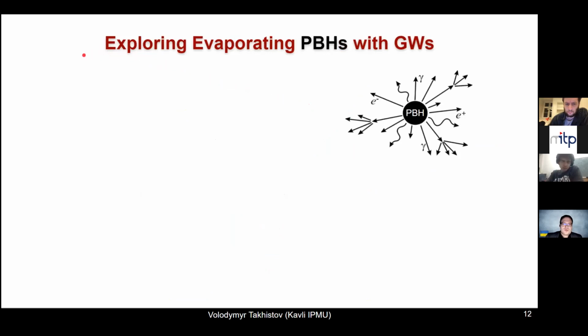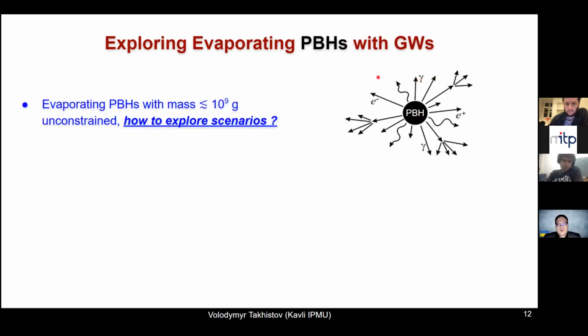And this brings me to the brief discussion of exploring evaporating primordial black holes with gravitational waves. As I already mentioned, primordial black holes can span many orders of magnitude in mass, with different regimes associated with different astrophysical observables and phenomenological features. However, evaporating primordial black holes below 10^9 grams are unconstrained. So the question is how to explore such interesting scenarios where they could appear.